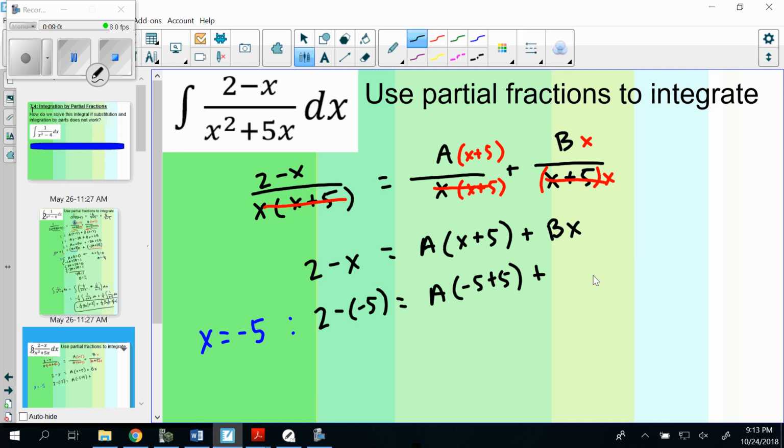And what you're going to see is a lot of this stuff simplifies really fast. So on this left side, this would end up being 7. This is just going to be 0 here, so that term's eliminated, and we'd have negative 5b over there. So now what we want to do is just solve for b, and we find out that b is going to be negative 7/5.